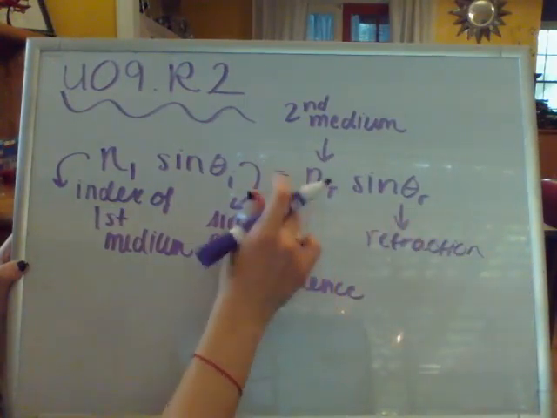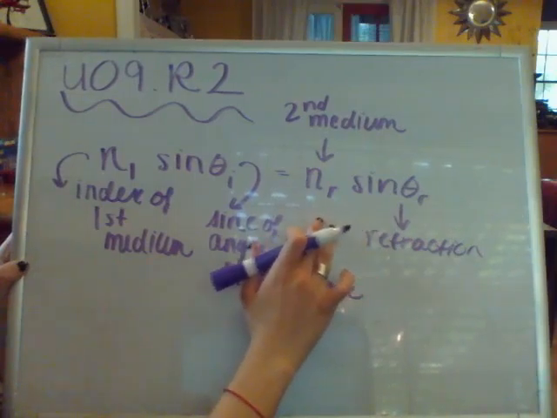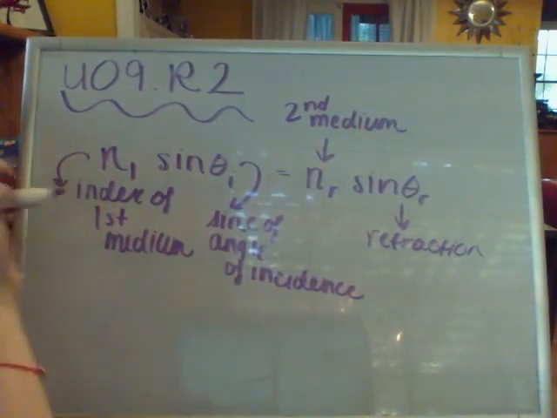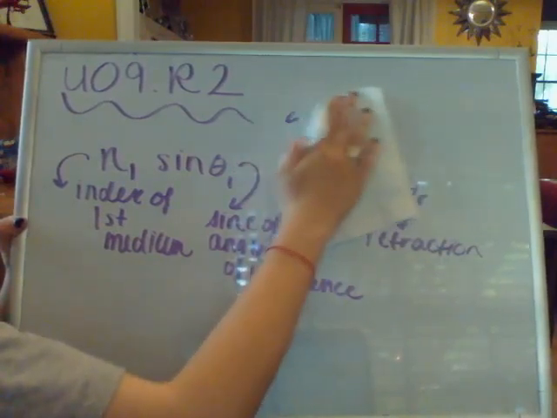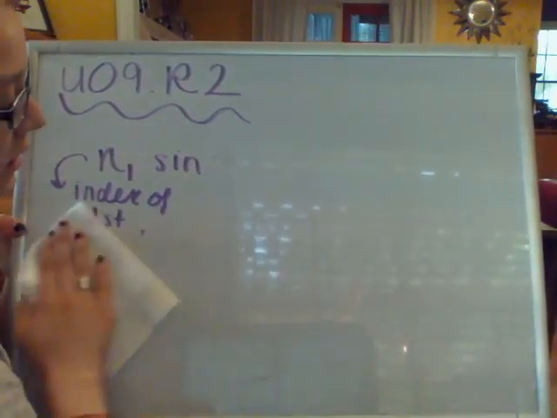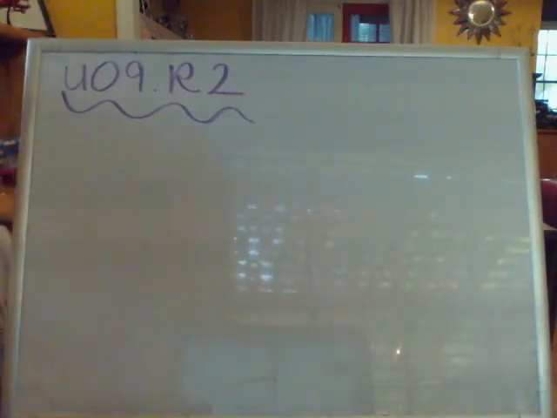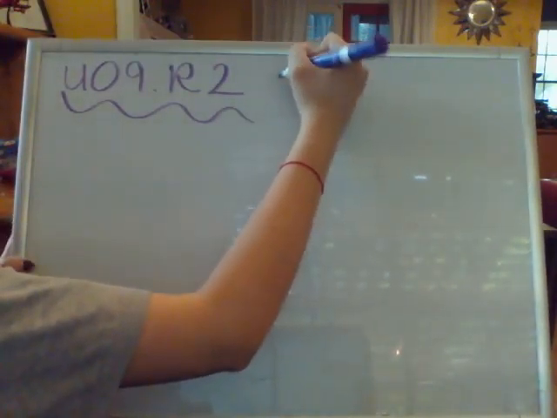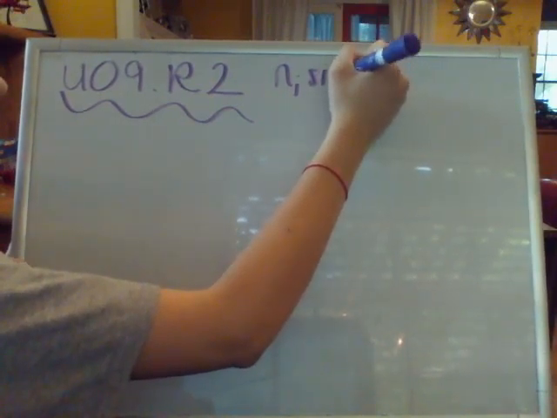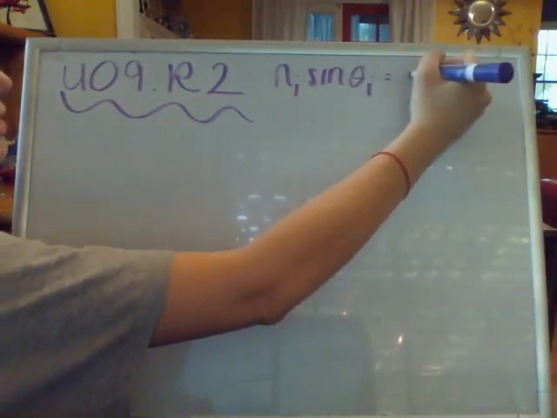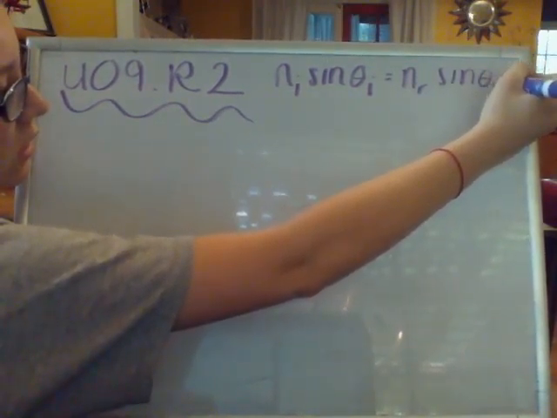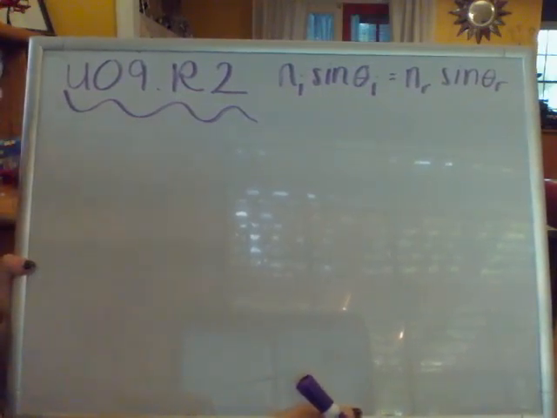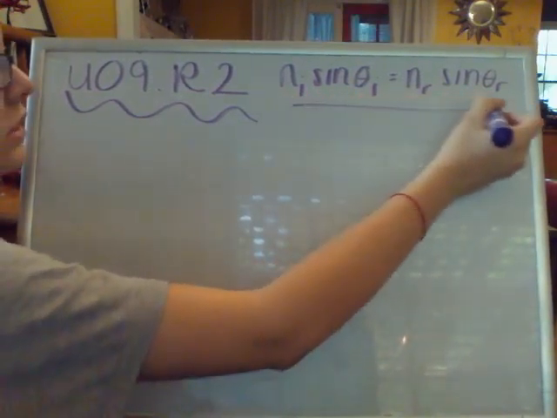And usually we're always trying to find the angle of refraction, but it depends on what's given and what you're trying to solve for. You use this formula. So I'm going to erase this, and we're going to put it up here. So it's going to be Ni sine theta I equals NR sine theta R. And that's going to be our formula that we're going to use for this example.